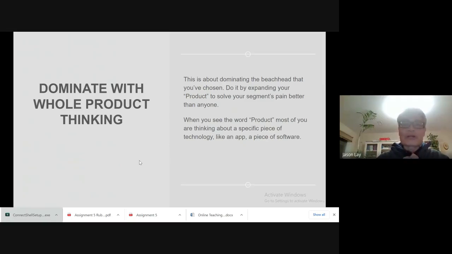Dominate with whole product thinking. So this is about dominating the beachhead that you've chosen. Do it by expanding your product to solve your segment's pain better than anyone else. So when you see the word product, most of you are thinking about a specific piece of technology, like an app, a piece of software.